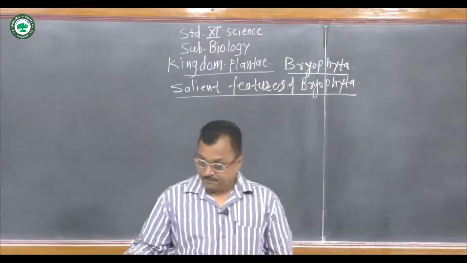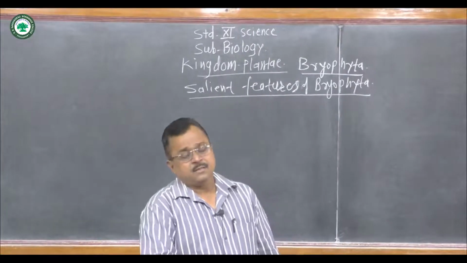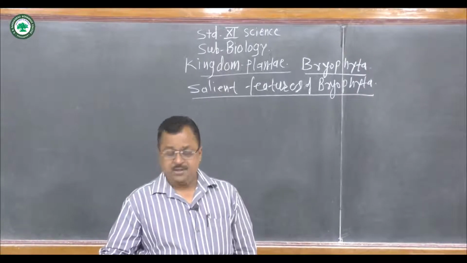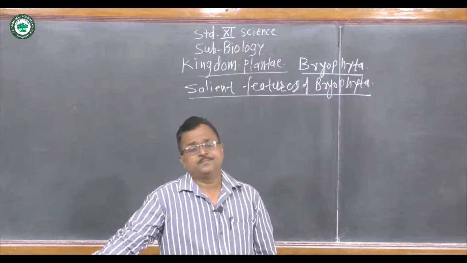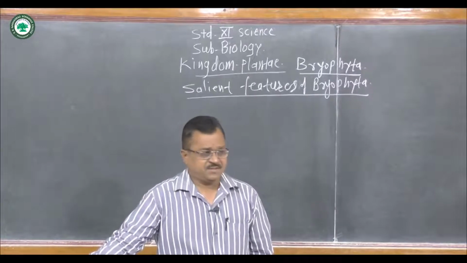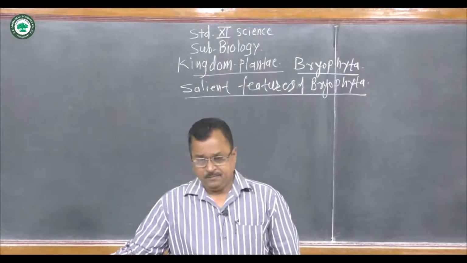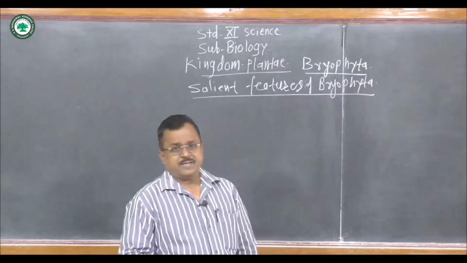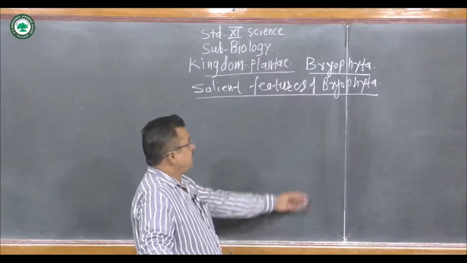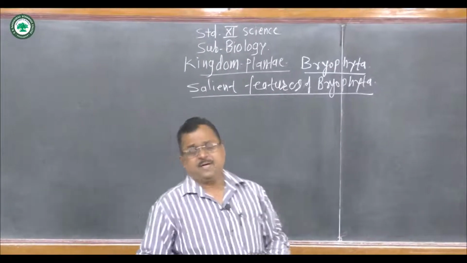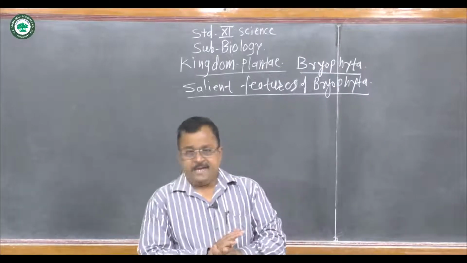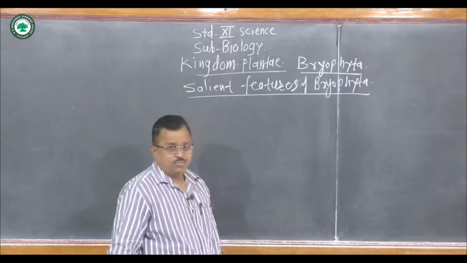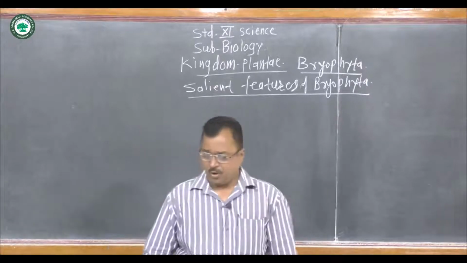In the previous lecture, we have already seen the classification of algae on the basis of the presence of chlorophyll pigments: green algae, red algae and brown algae. Then the next type, that is Bryophyta. Salient features of bryophytes, or general characteristic features of bryophytes.